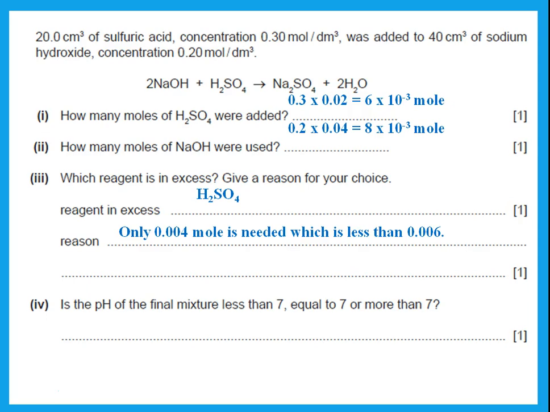excess reagent. Okay, based on this, would the pH, the final pH of the mixture, be less than 7, equal to 7, or more than 7? We've already done acids and bases, and you should know if I have a solution that has excess sulfuric acid, that means the solution is acidic, and that means its pH will be less than 7. Okay?